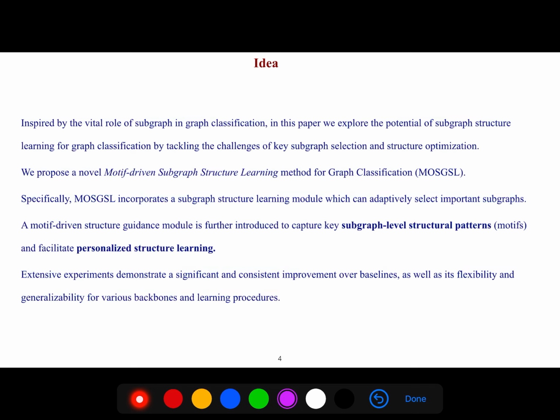We call them motifs, and facilitate personalized structural learning. In biology we call them motifs, but they are wider than this. Extensive experiments demonstrate a significant and consistent improvement over baselines.